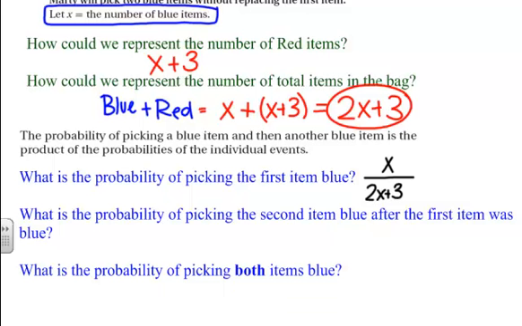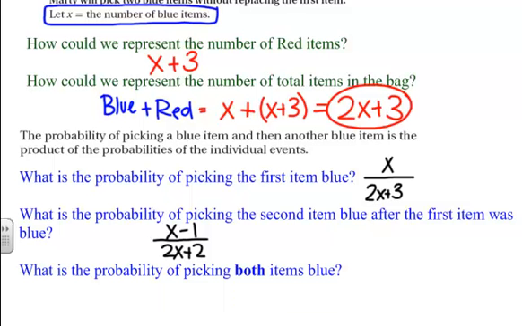So what's the probability that the second item is blue after the first one was blue? Well, we started with x blue ones. We picked one out, so now we have x minus 1 blue ones left. And the total is now 2x plus 2, because we took one out of that 2x plus 3.